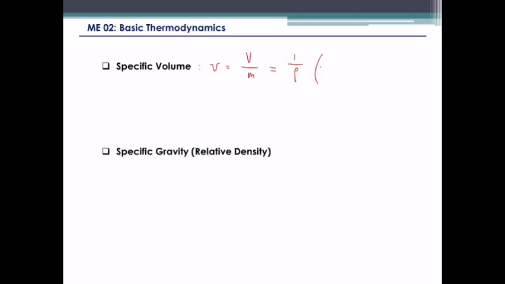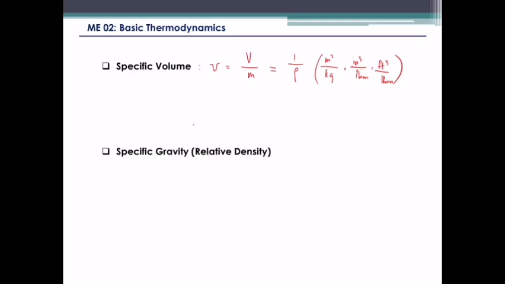Its unit is the reciprocal of the unit of density, which is the unit of volume per unit of mass: cubic meter per kilogram, or cubic inch per pound mass, or cubic feet per pound mass. So, those are the units of specific volume.